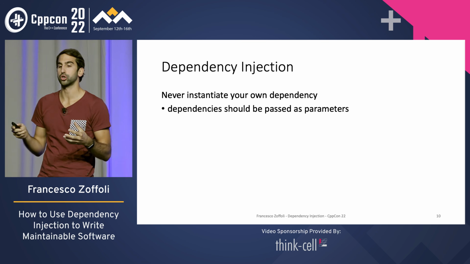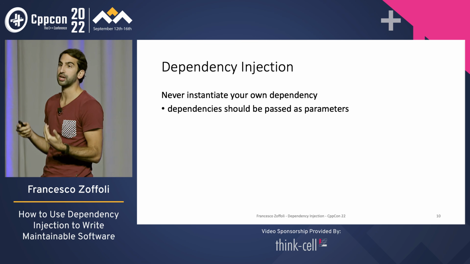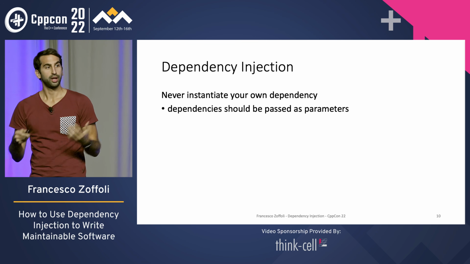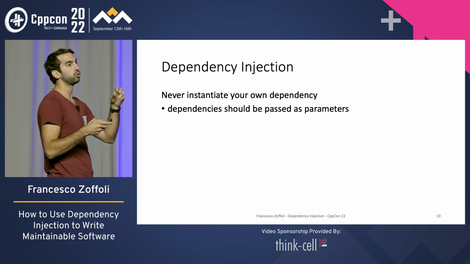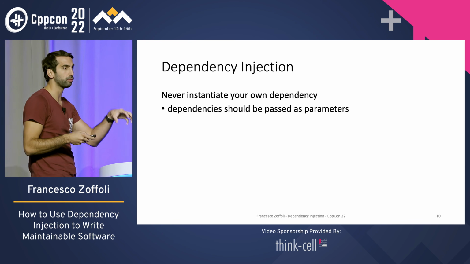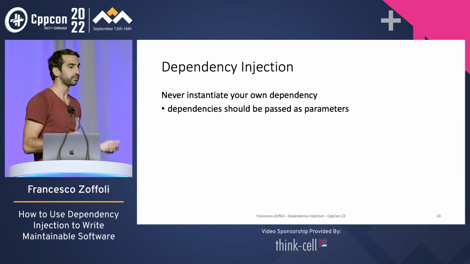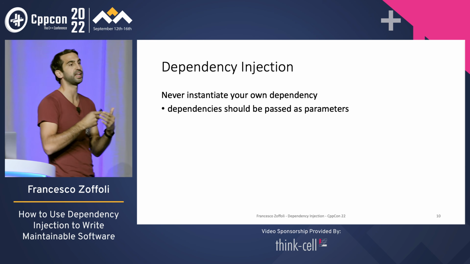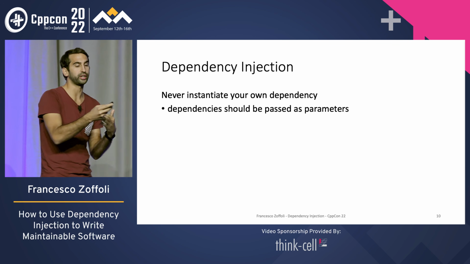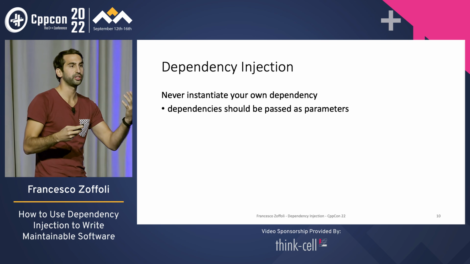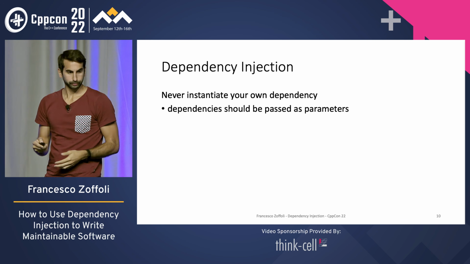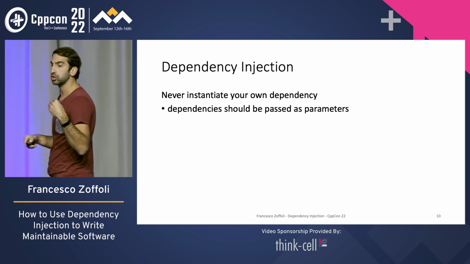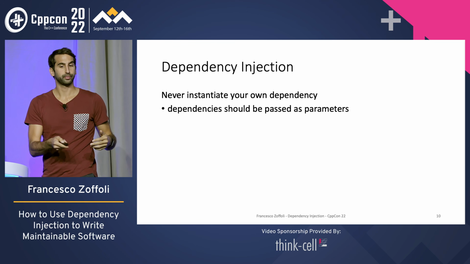And the key part about dependency injection is that you don't want to instantiate your own dependencies. Why is that? Because if you're instantiating your dependency, you know the concrete type of the object that you're using. And this means that you're not programming against the interface anymore, but you know the concrete type. And it's also harder to change the types you want to use throughout your system. So instead, the dependencies should be passed as parameters.